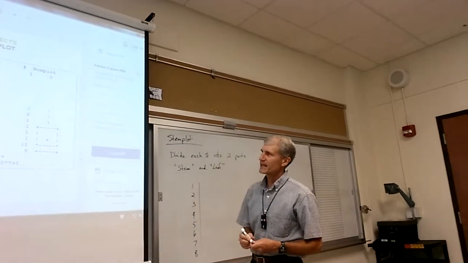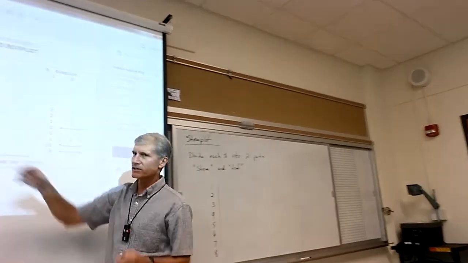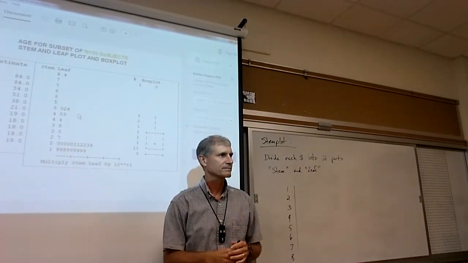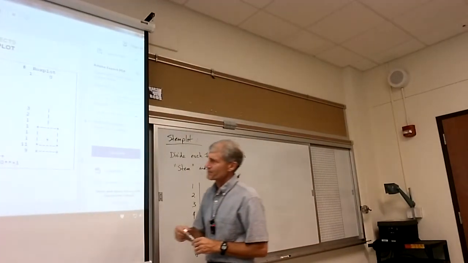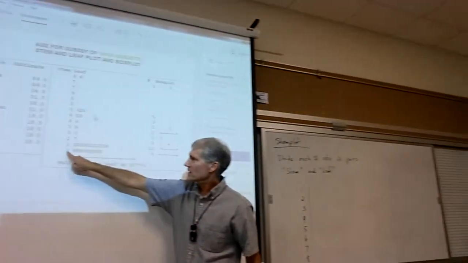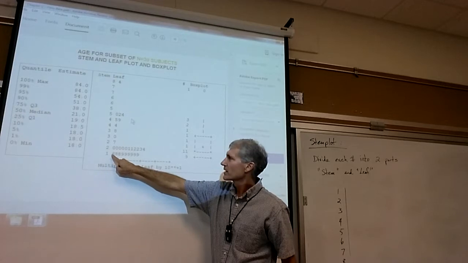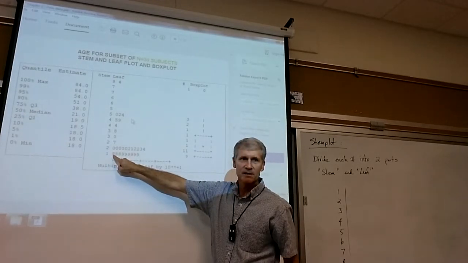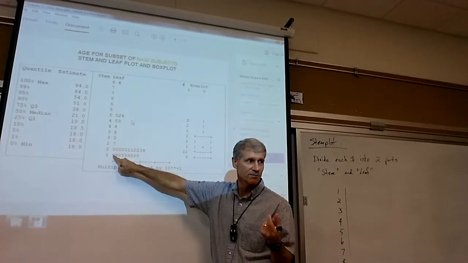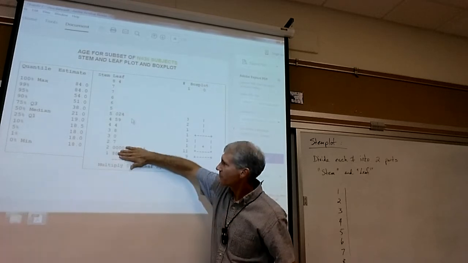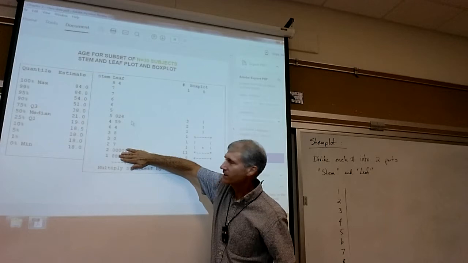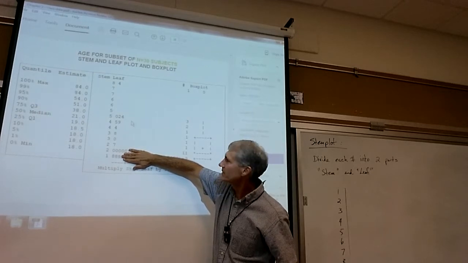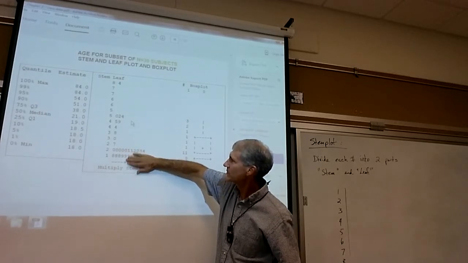And if you've got enough data, it helps to split it because it gives you more bars, basically. Okay? So the way this works is the tens place together with the ones place is an age. So this right there is an 18-year-old. Then there's another 18-year-old. And another 18-year-old, a 19-year-old, and so on.